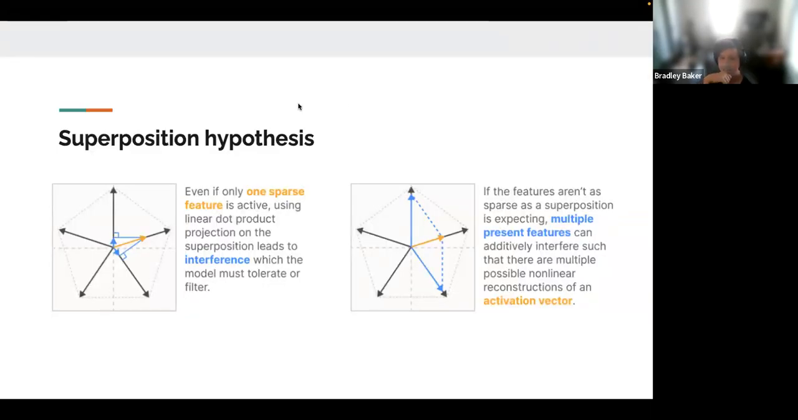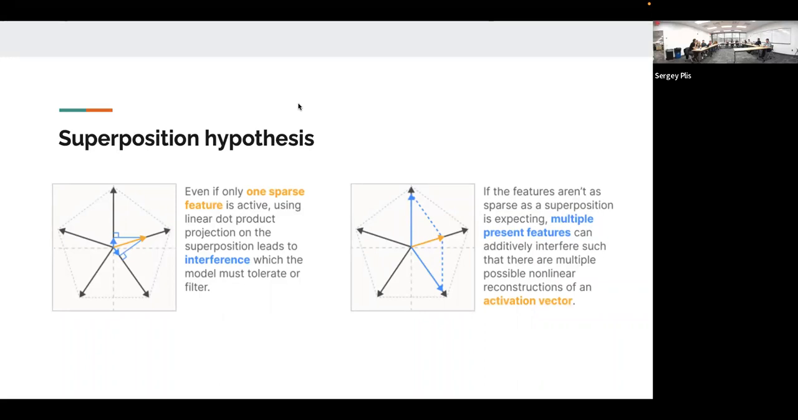Okay. And so then they start talking about essentially interference between features. Each of these black vectors is a feature that is mapped onto this lower dimensional space. Sorry, the yellow one is a feature mapped onto this lower dimensional space. And if only one feature is active, you get interference in this case. But if the features aren't as sparse as superposition is expecting, then multiple features can additively interfere.